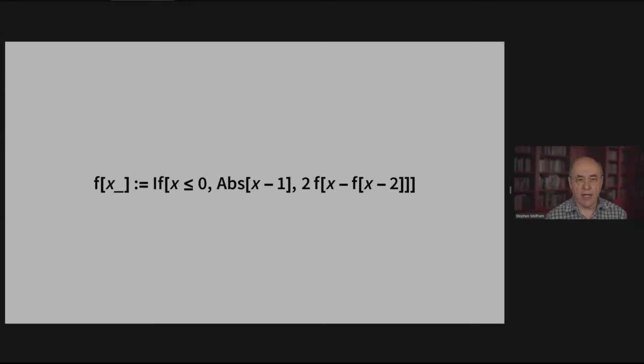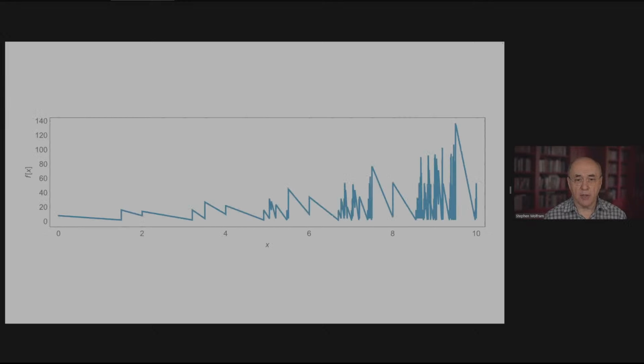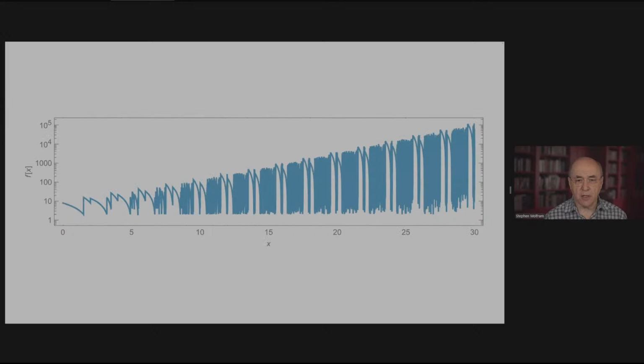So this is what we're looking at. If x is less than or equal to 0, then the result is abs of x minus 1. Otherwise, it's 2f of x minus f of x minus 2. So this gives a rather different result. This is what it looks like. Continuing for larger x on a log scale, this is what we get.